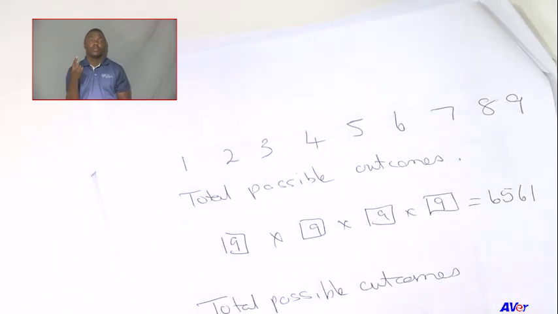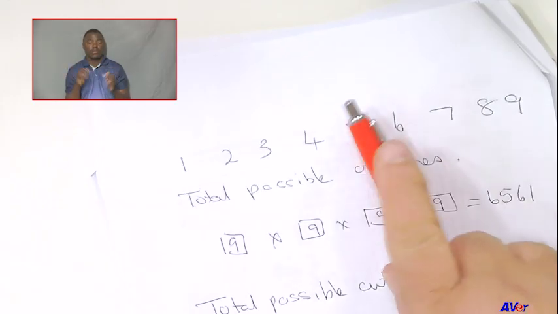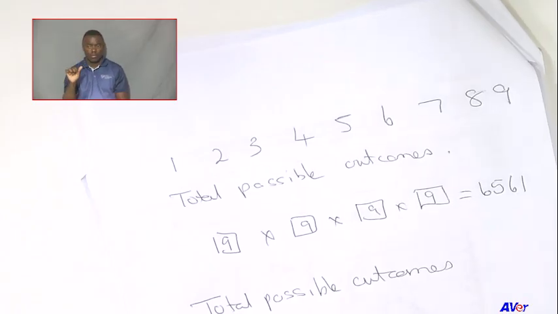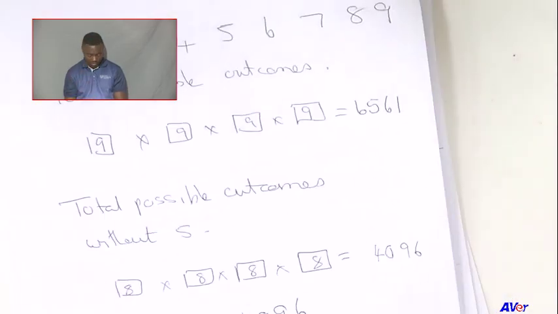Now, people, the total possible outcomes without a 5, no 5. So if I take 5 away, how many outcomes have I got? 8. And it may be repeated. That's 8 to the power 4 without a 5. 4096. So 6561 minus 4096 equals 2465. That is the total number of outcomes with at least one 5. Is that clear? Right, people?